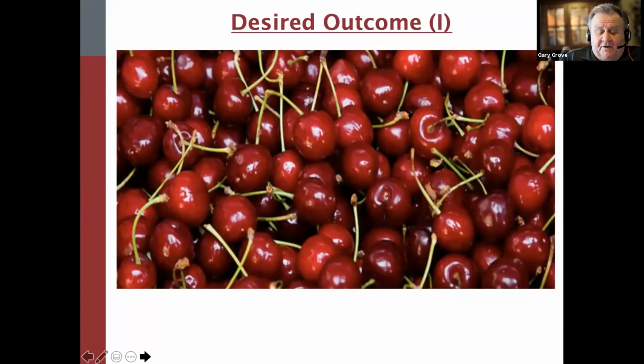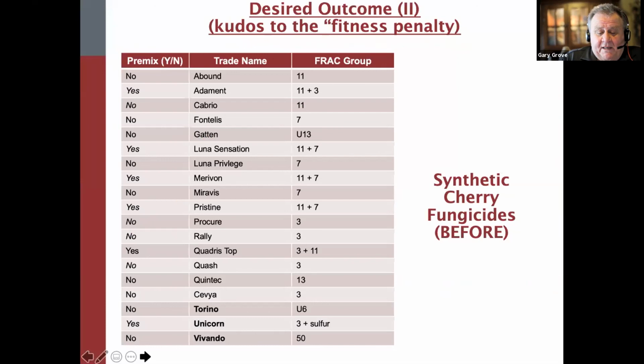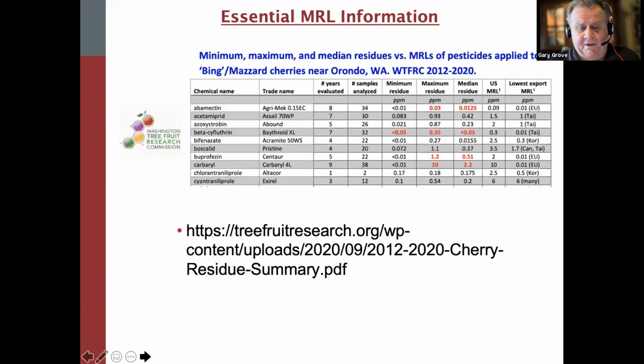This is what we're shooting for. I mean, this is the bottom line. But if we can take advantage of the fitness penalty, we may get back to an even greatly expanded fungicide toolbox for the management of cherry powdery mildew.